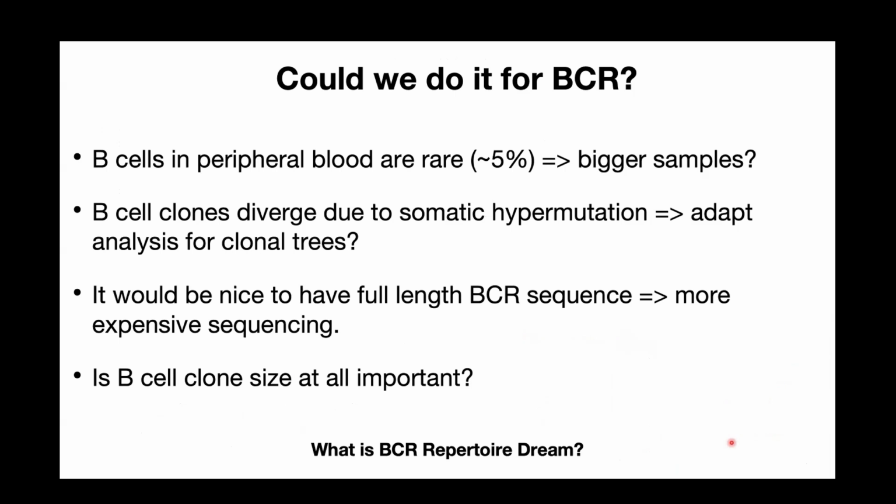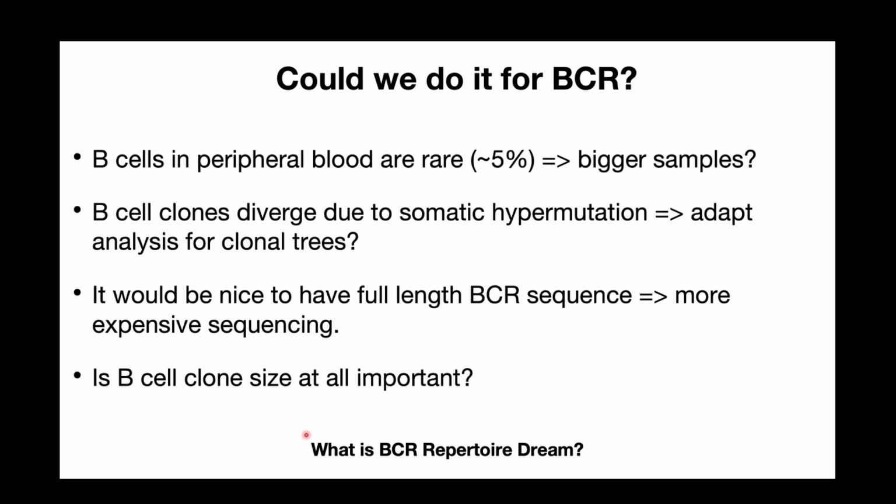It's just 5% of PBMCs, so you need bigger samples to do something. B cell clones diverge due to somatic hypermutation, right? So you probably need to change analysis for clonal trees. It's also nice to have a full-length BCR sequence to sample all these hypermutations, and our current sequencing is very short, so we just cover a small bit of the V segment and CDR3 region.